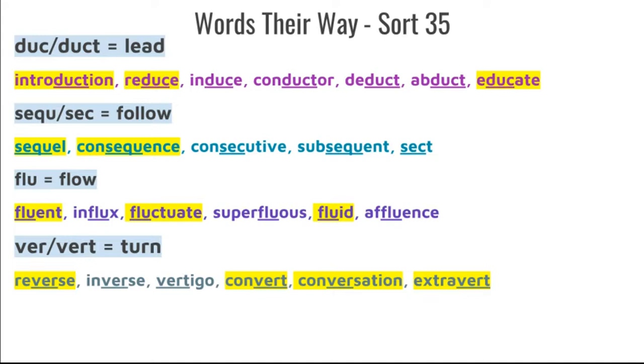The next category, flew, which means flow, we have fluent, influx, fluctuate, superfluous, fluid, and affluence. For the fourth category, we have ver and vert, which means turn, and those words are reverse, inverse, vertigo, convert, conversation, and extravert.